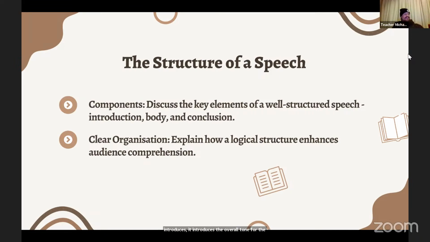It provides a glimpse of what the audience can expect from the speech. It also gives the speaker a chance to set up their credibility and their authority on the topic that they're speaking about. So basically, it's a chance for you to gain your audience's trust, and it's also a chance to prove that you know what you're talking about, give your audience a reason to listen.